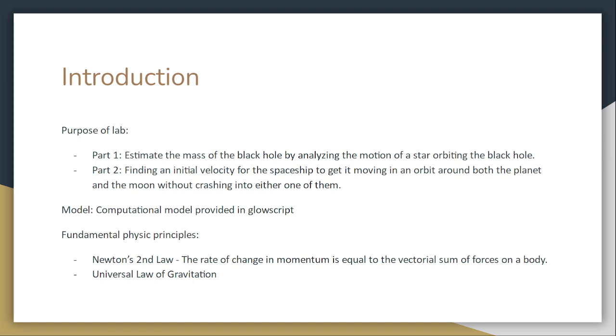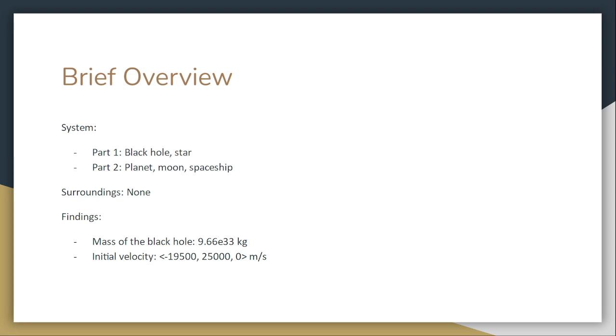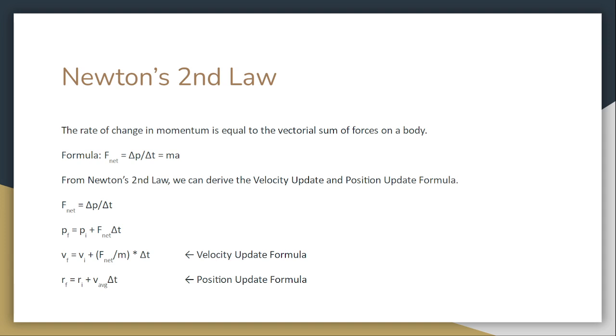The model was provided in the GlowScript, and the fundamental physics principles used here are Newton's second law and the universal law of gravitation. The system in part 1 was the black hole and the star, and in part 2 was the planet, moon, and spaceship. There weren't any surroundings. The findings are shown here.